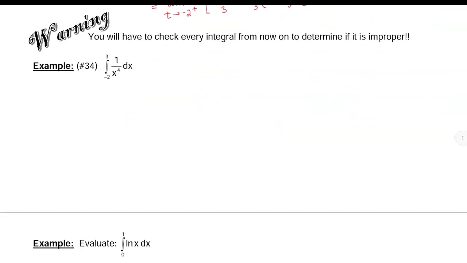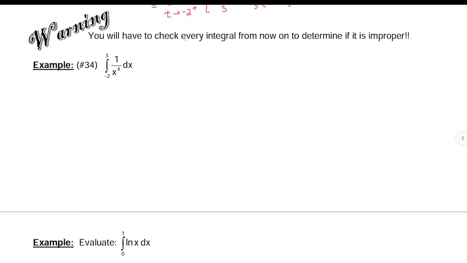I have a warning for you here. You will have to check every integral from now on to determine if it is improper. So as I look at the next example, you should know right away that when x equals 0, this is undefined. 1 over x to the fourth is undefined. And 0 happens to be on the interval from -2 to 3. You have to pay attention from now on for every integral. If you did not catch that on this one, this is what will happen.